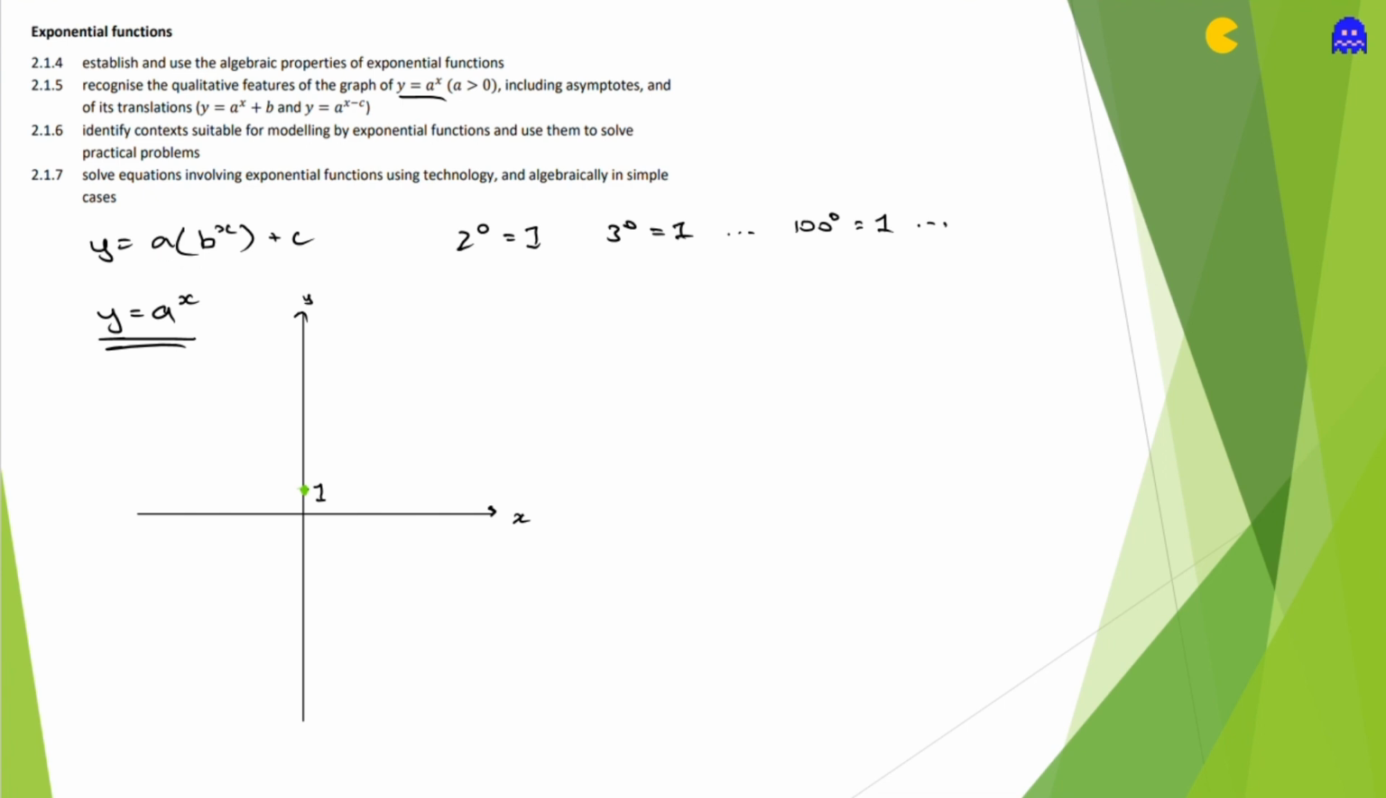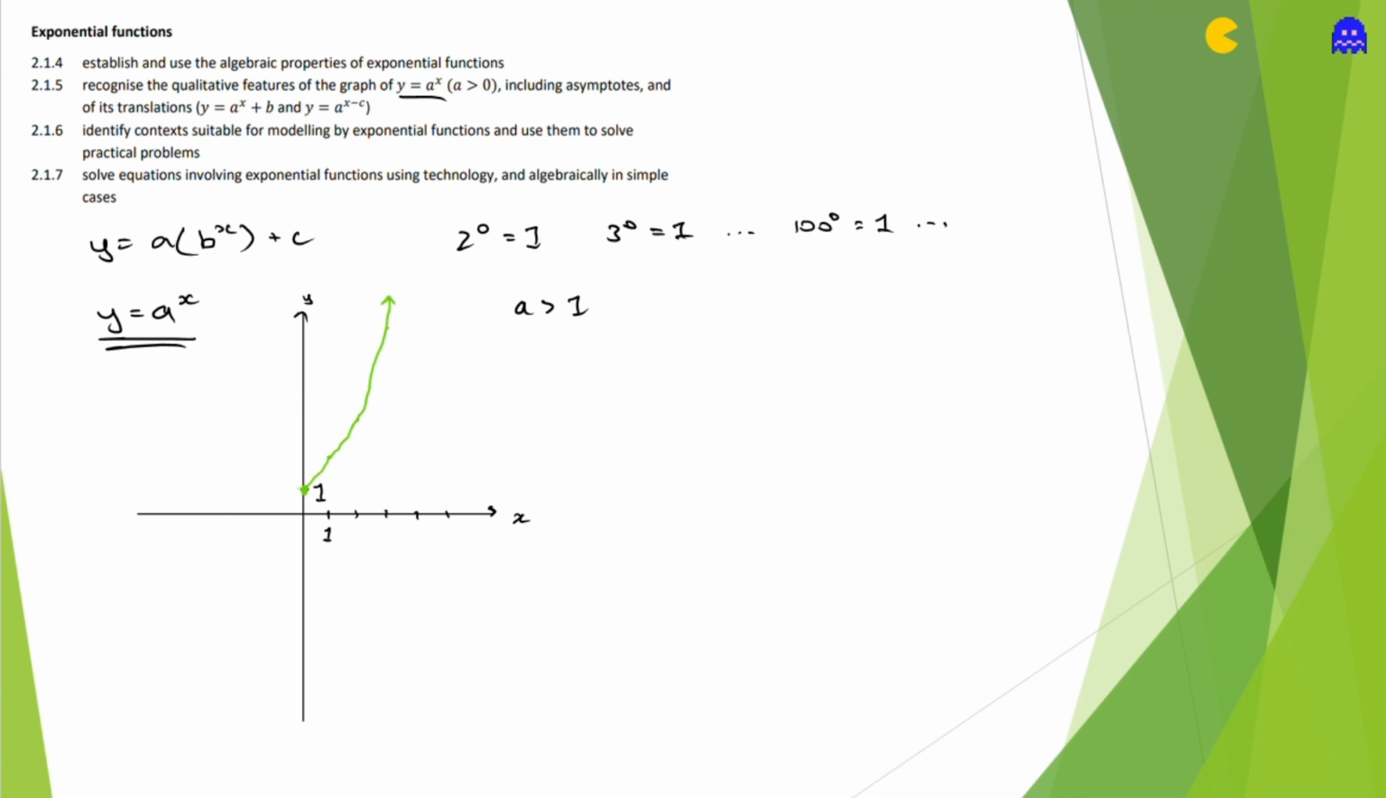Now, once we have our a value greater than 1, if we go stepwise in the positive x direction, and we raise a number greater than 1 to steadily higher powers, my y value is going to increase exponentially. At x equals 1, we'll have y equals a, because a to the 1 is a, and then we move to a squared, and then a cubed, which is even higher, and so we have this exponential growth.